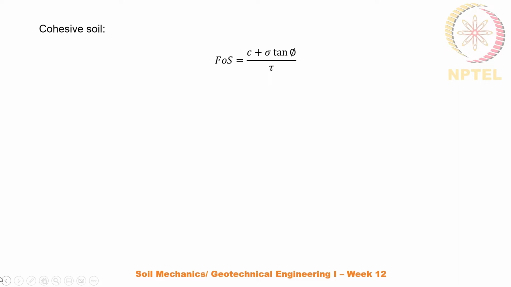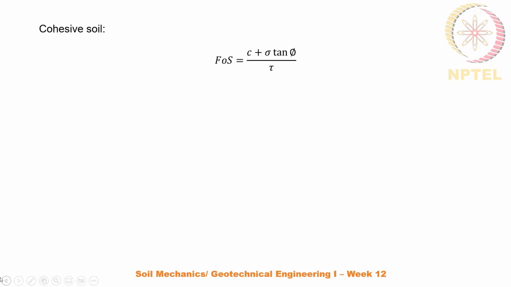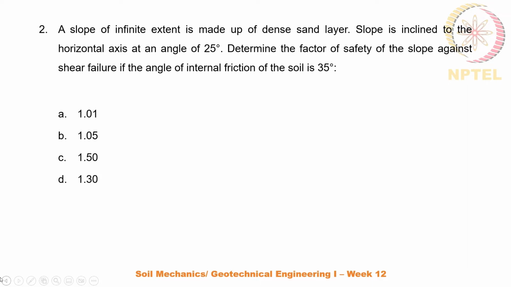Now, for a cohesive soil, the numerator becomes C plus sigma tan phi. While considering the shearing resistance, the equation becomes C plus sigma tan phi, as we have learned in the previous classes. The resistance becomes C plus sigma tan phi. So, moving on to the next question.